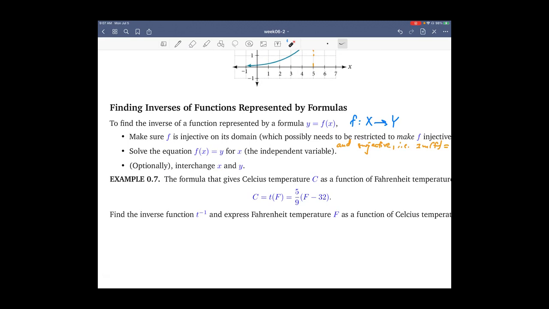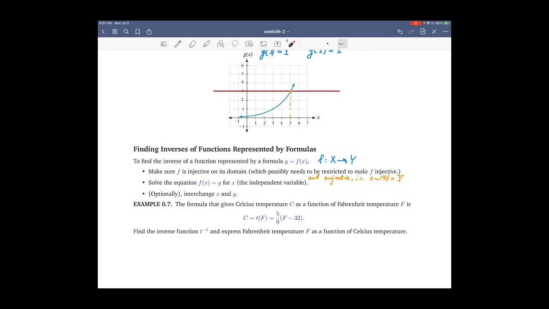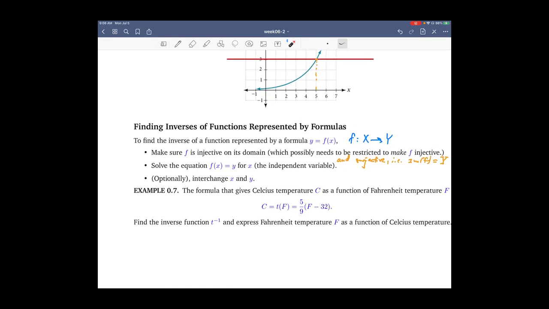Here is one example. The Celsius temperature as a function of Fahrenheit temperature satisfies this formula, 5/9 times F minus 32. Find the inverse function T inverse and express Fahrenheit as a function of Celsius. So we're given C as a function of F. We want to compute F as a function of C.